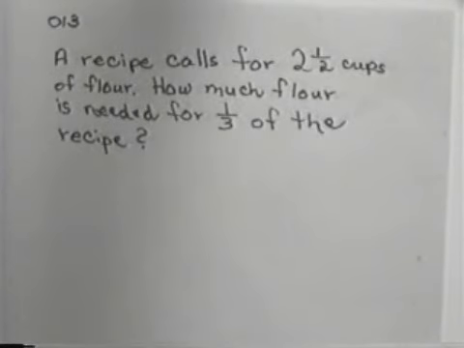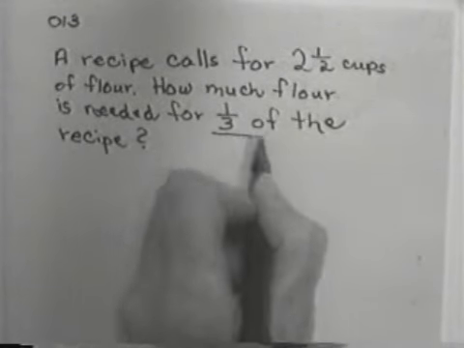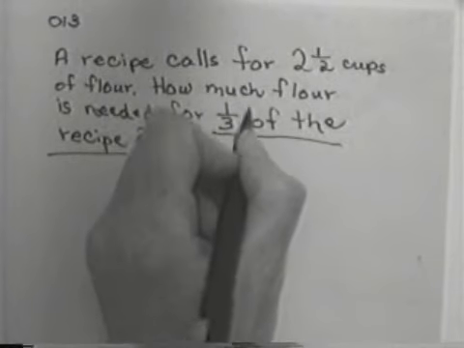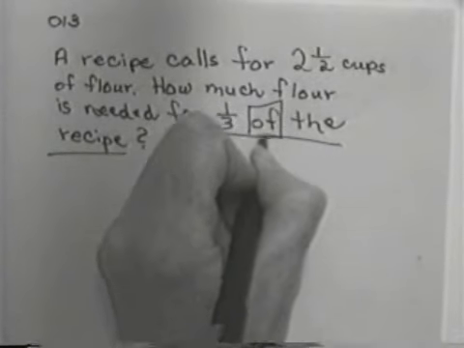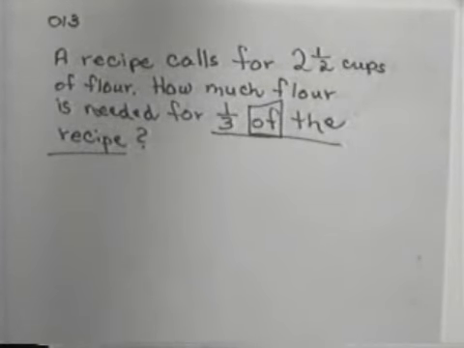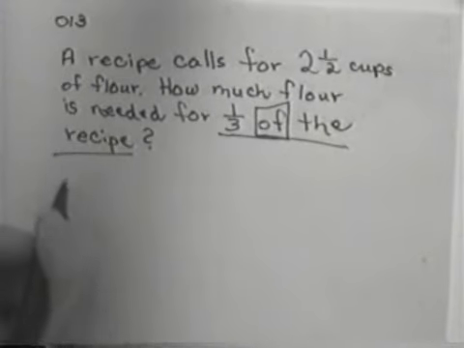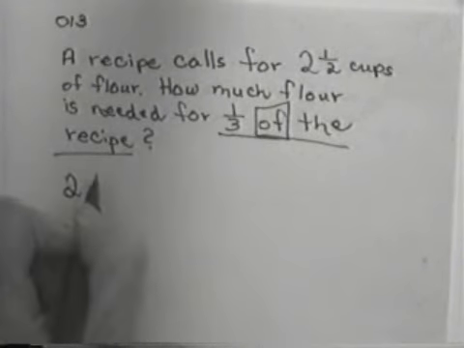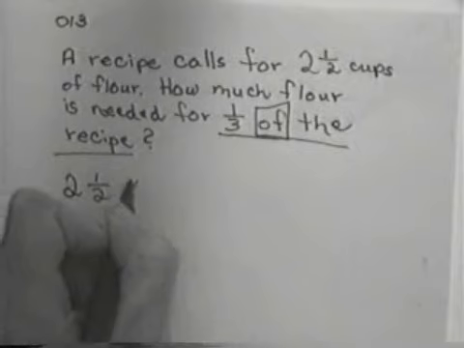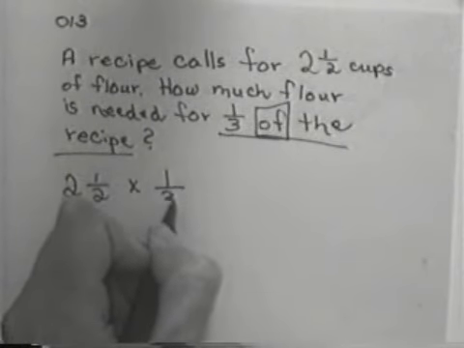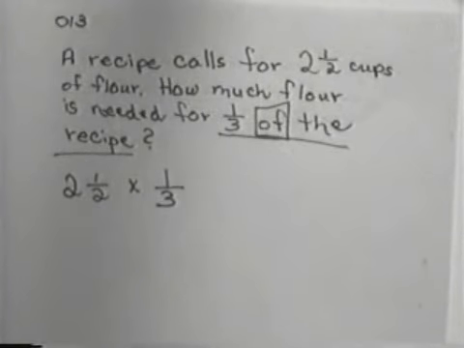Now see, again, we're interested in finding 1/3 of the recipe. Here's that word "of" again, and it's what we're looking for. We're looking for a fraction of the recipe. So we're going to take our 2½ and multiply it by the 1/3. Now actually, since it's multiplying, you can do it in any order, so we could have written down 1/3 times 2½ and it would have been just as correct.